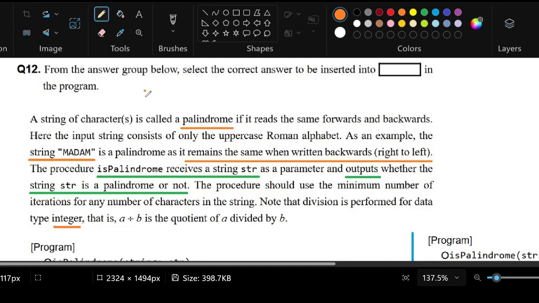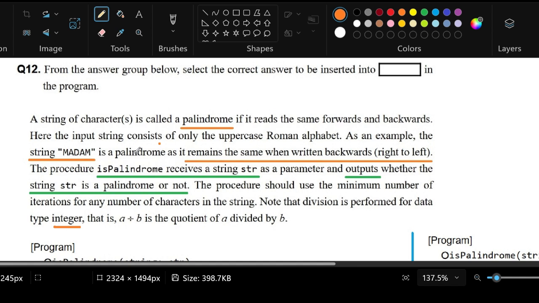Question number 12 of the PhilNITS FE afternoon portion of the exam. In this question, we are given a string of characters which we need to verify if it's a palindrome or not. According to the description, a string of characters is called a palindrome if it reads the same forwards and backwards. Here the input string consists of only the uppercase Roman alphabet.